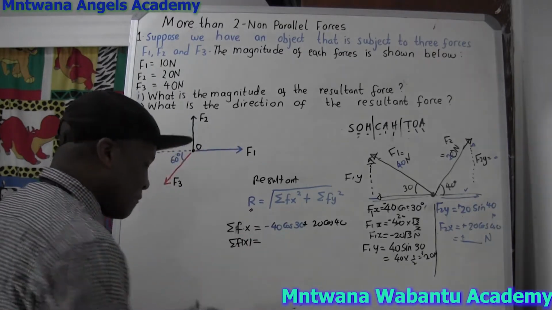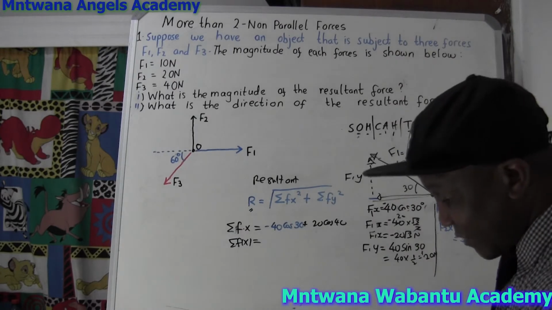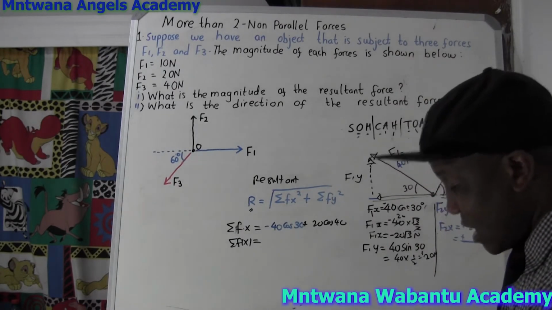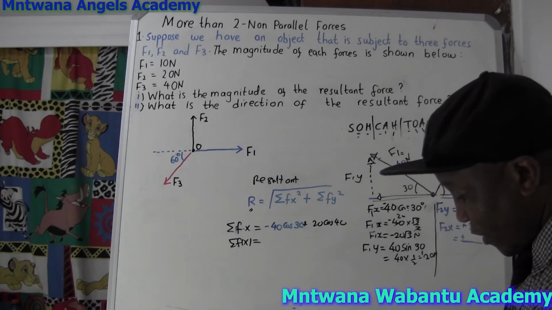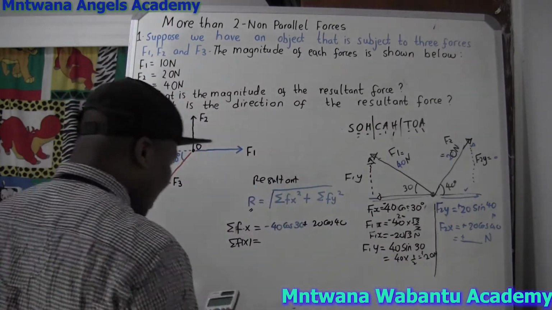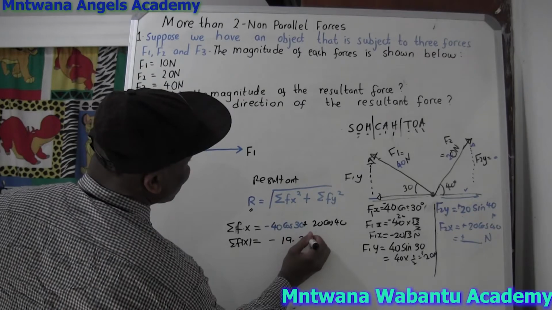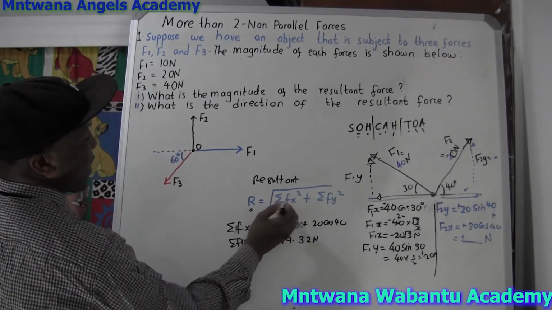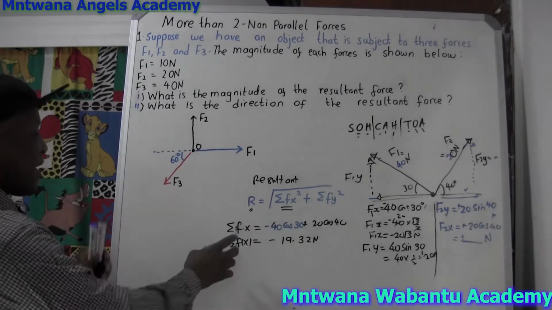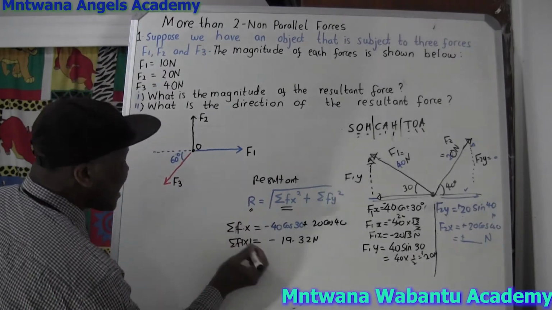Okay, let's plug in the calculator. Negative 40 cos of 30, and then plus 20 cos of 40. This is going to give us negative 19.32 Newton. But what happened? This must be squared. You know what I'm saying? Because we're going to come and plug it in, or you can plug it in after that, no problem. So we have the summation of all the fx, means add all the fx. Now let's get the sum of all the fy.